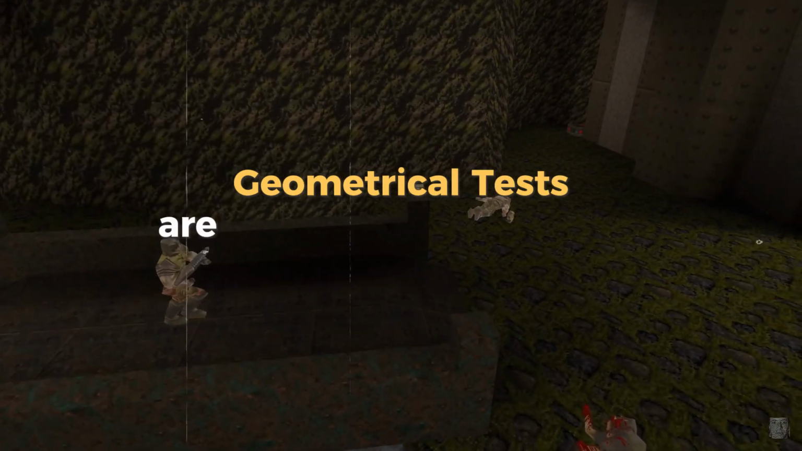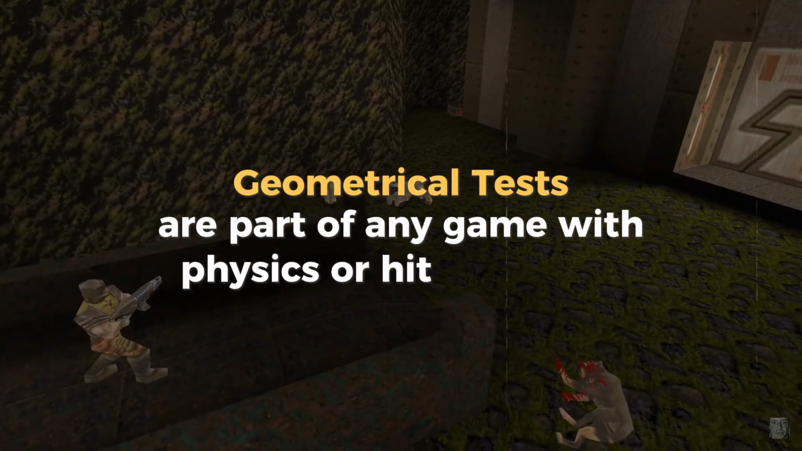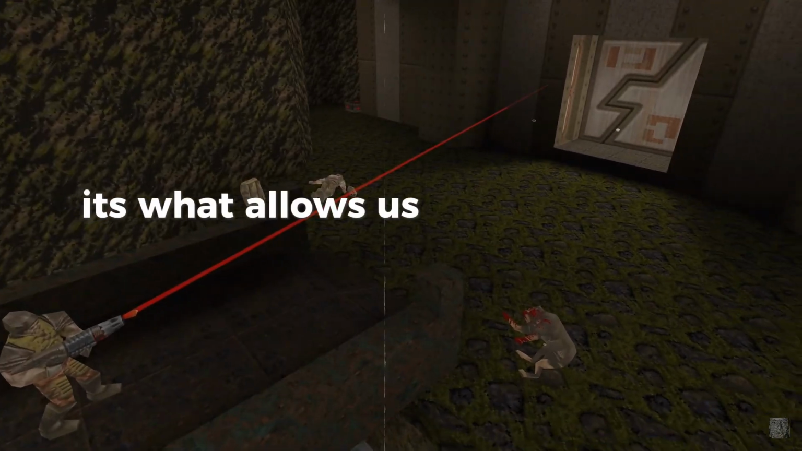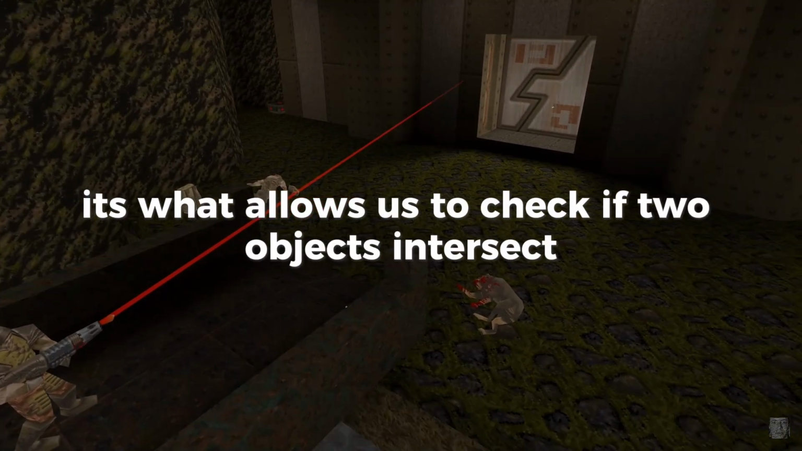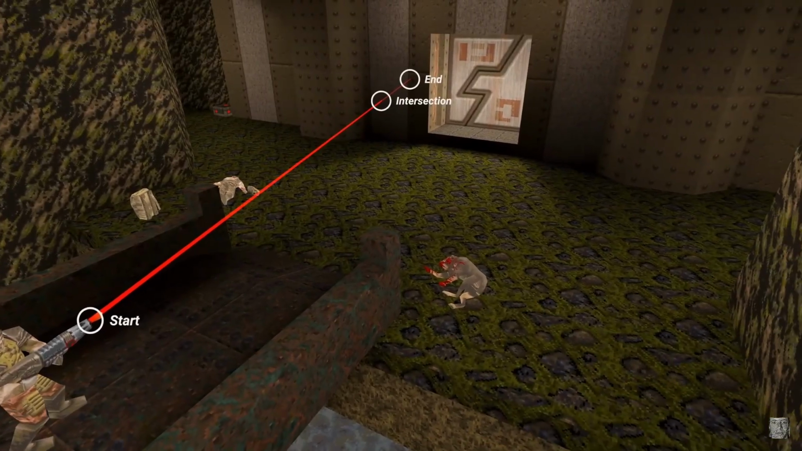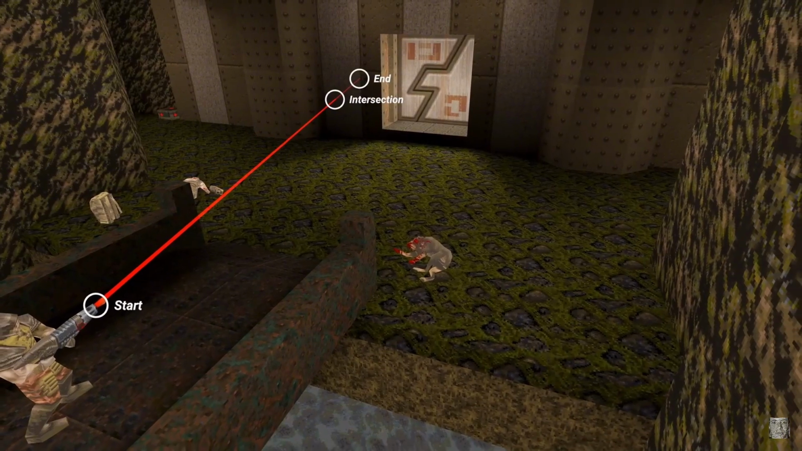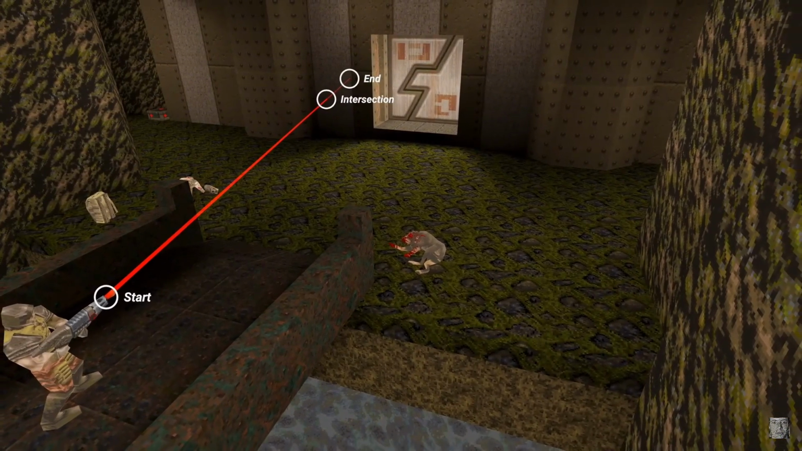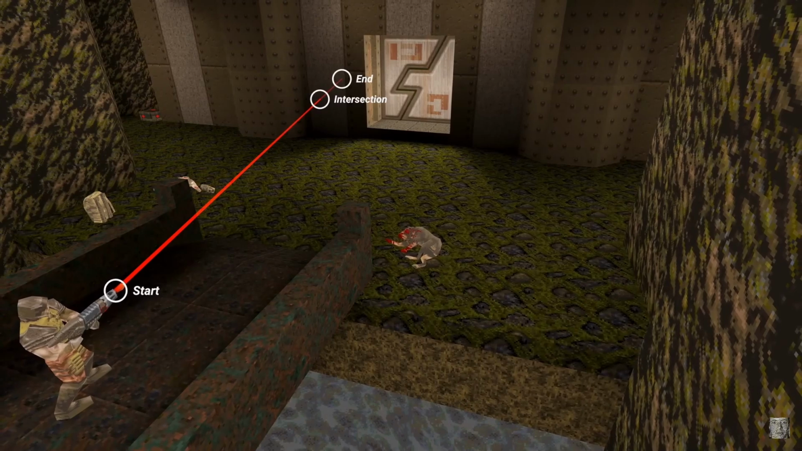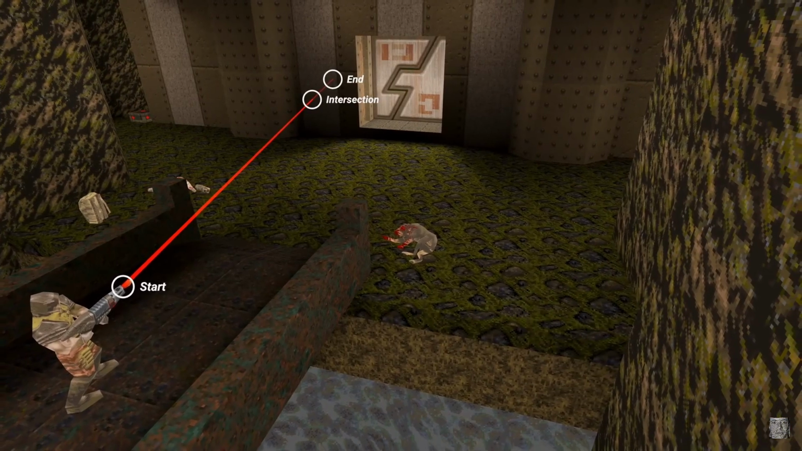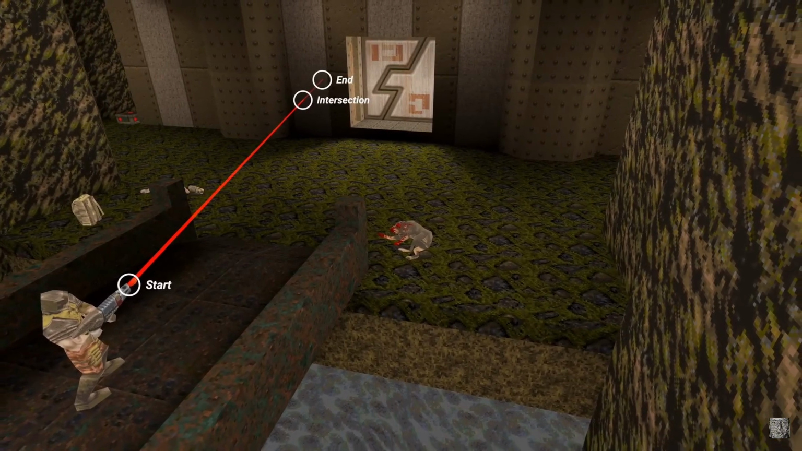Geometrical tests are part of any game with physics or hit detection. It's what allows us to check if two objects intersect, whether it's a bullet hitting an enemy, a player colliding with a wall, or a ray cast detecting a target. Understanding intersection tests like ray-plane and ray-sphere tests can help, but they are not necessary unless you're making your own physics or collision engine.